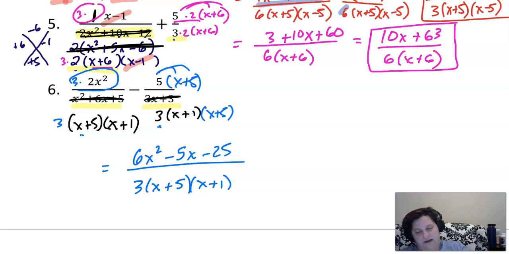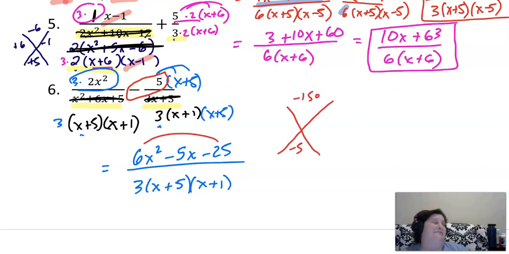Oh, and notice, you guys, that when I distributed this, I distributed the negative with the 5. Okay? I highly doubt that's going to factor. I mean, I can always check really quickly. Negative 150 and 5. Jeez, let's see. Oh, holy crap, that factors, you guys. I absolutely did not think it was going to. Wow. 15 and 10. Okay. I stand corrected. That's cool.